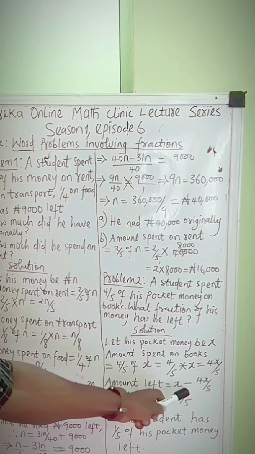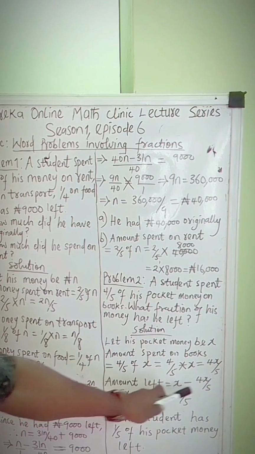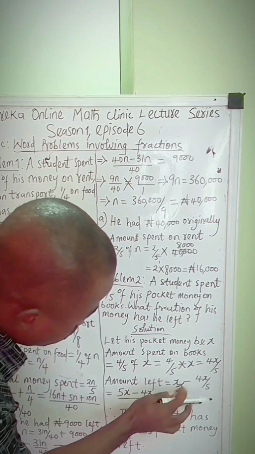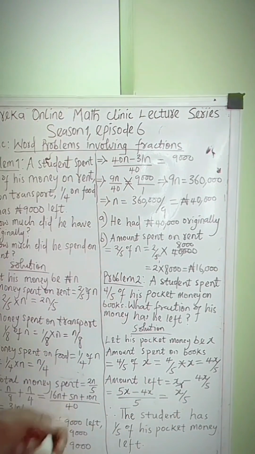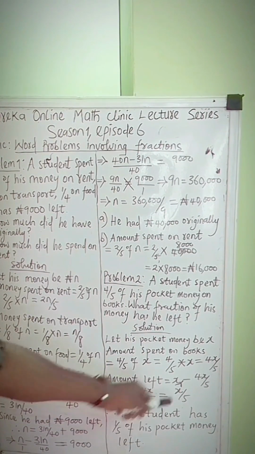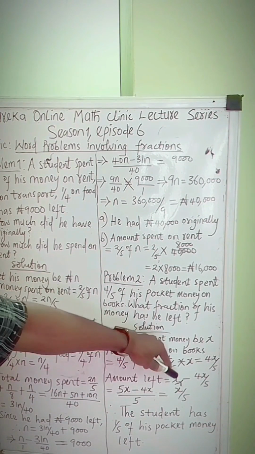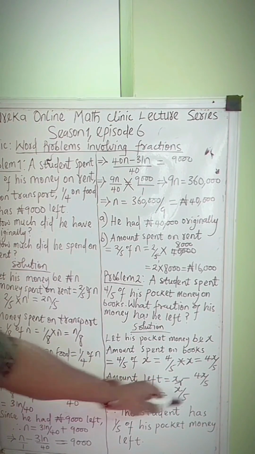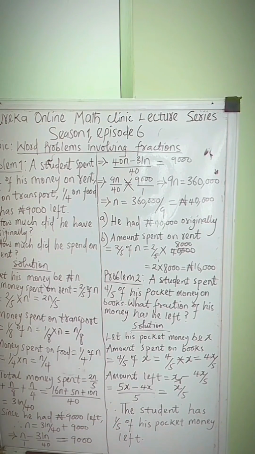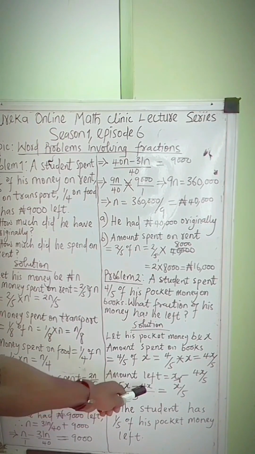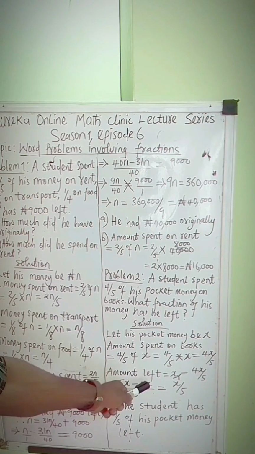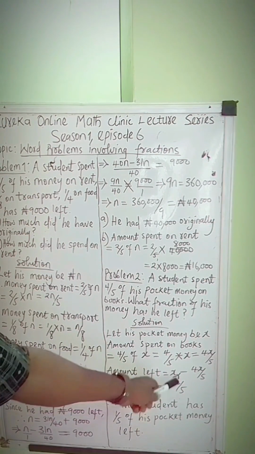So we assign a common denominator of 1, and we find the LCM of 1 and 5, which is 5. So 5 divided by 1 is 5. 5 times x is 5x, minus 5 divided by 5 is 1. 1 times 4x will give us 4x. So we now have 5x minus 4x over 5, which will give us x over 5. And 5 pieces of x minus 4 pieces of x will give us a piece of x. So we have x over 5.